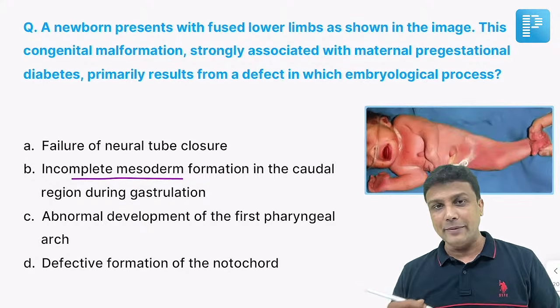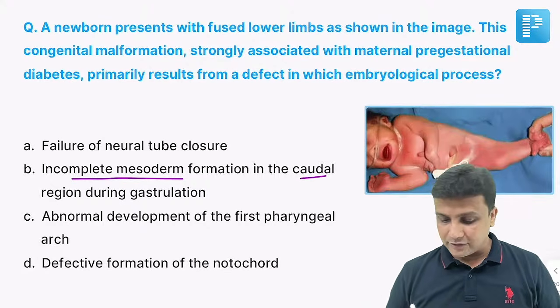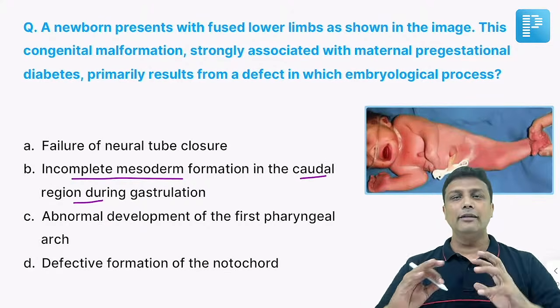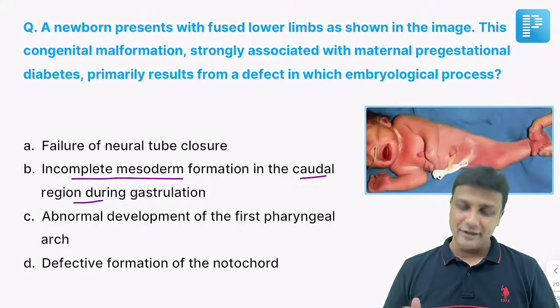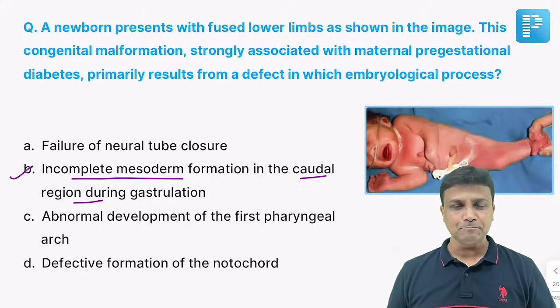Now what is going to happen here? Near the caudal region, if the mesoderm is incompletely formed, the bones, ligaments and everything will not be formed. It will be leading to this mermaid syndrome there. So that is the correct answer here, sir.